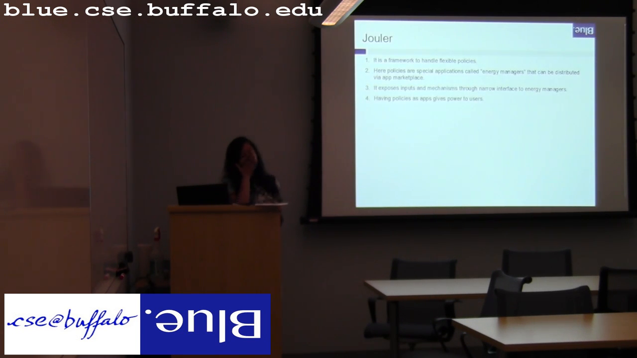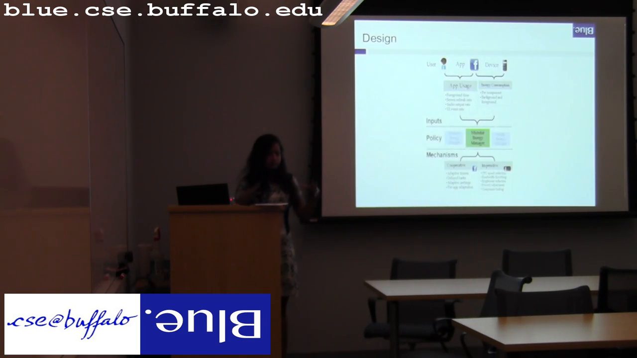In order to address flexibility, we came up with a tool called Jouler, which is a framework embedded within the operating system. What it is supposed to do is expose measurements like app usage measurements or energy consumption on a per component per device basis, as well as mechanisms to control energy that are already embedded within the operating system. We're going to expose both the measurements and the mechanisms to the app space so that app developers can now write apps that implement policies and publish them in the App Store.